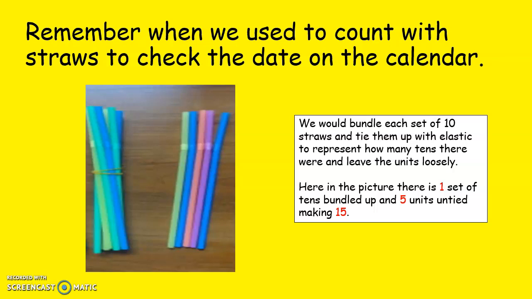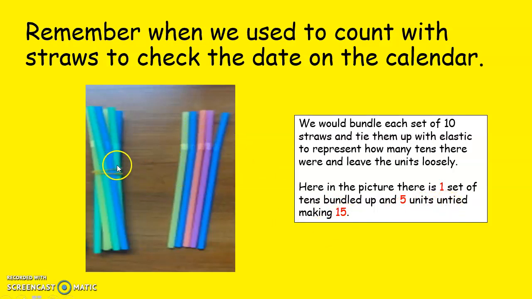Remember when we used to count with straws to check the date on the calendar? We would bundle each set of 10 straws and tie them up with an elastic to represent how many tens there were and leave the units loosely. So let's have a look at this picture. Here in the picture, there is one set of tens bundled up. That's right. We know that this represents 10. And 5 units untied here.